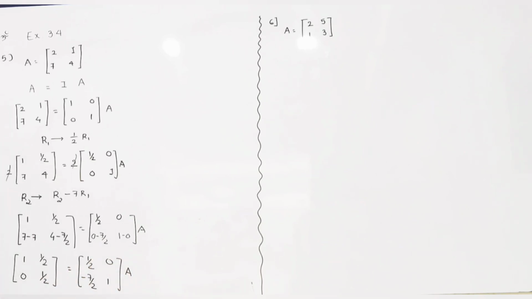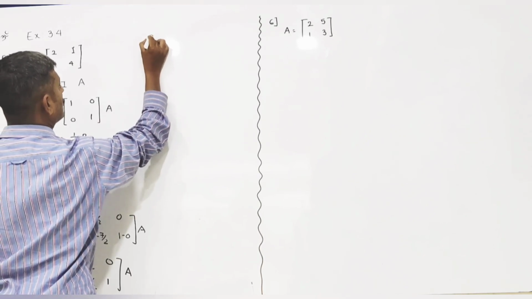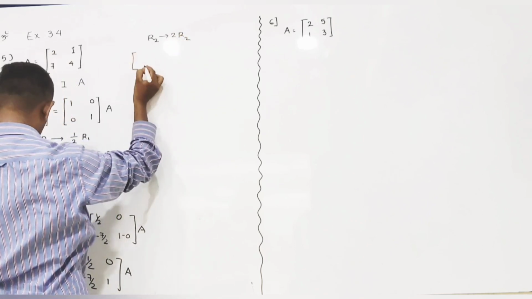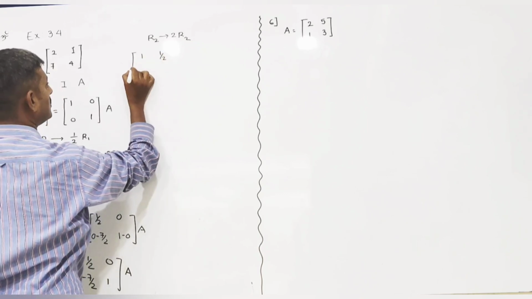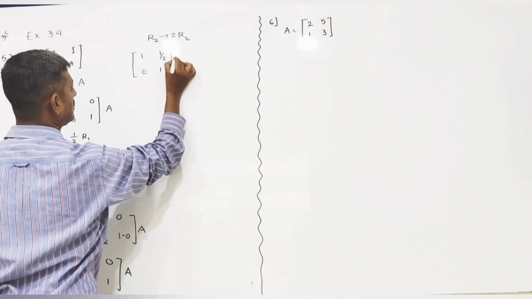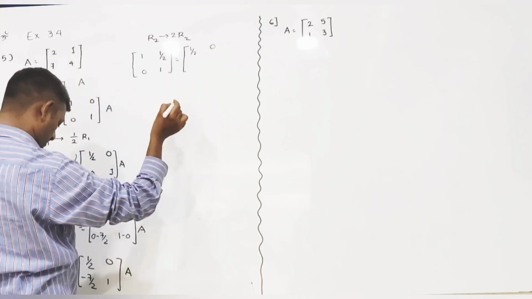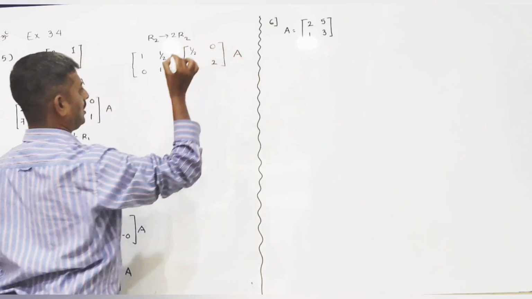Our first process was making here 1, then 0. 1 and 0 is there. Now to make identity matrix, here I want 1. So row 2 I am multiplying by 2. So this becomes 1/2, 0, 1 is equal to 1/2, 0, minus 7 and 2 into A.